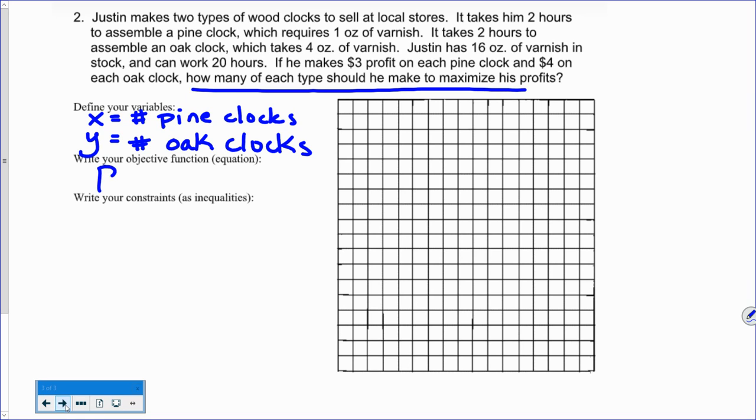All right, he also wants to maximize his profit. So once again, I'll go ahead and use P for profit. I need to take a look. Where did it mention how much money he can make on these clocks? Well, he makes $3 for every pine clock X plus $4 for every oak clock Y.